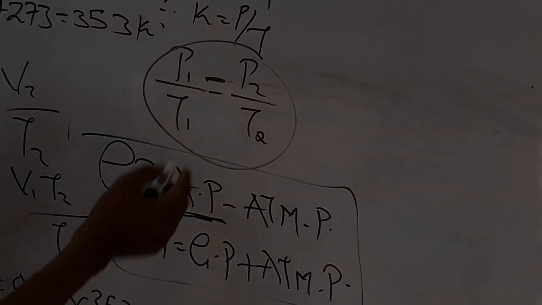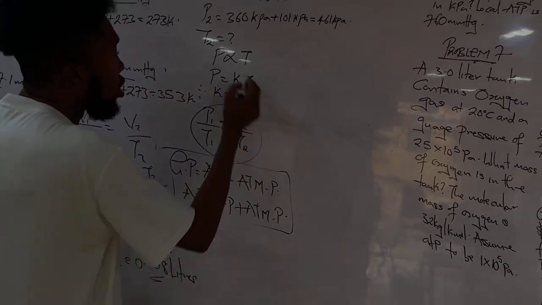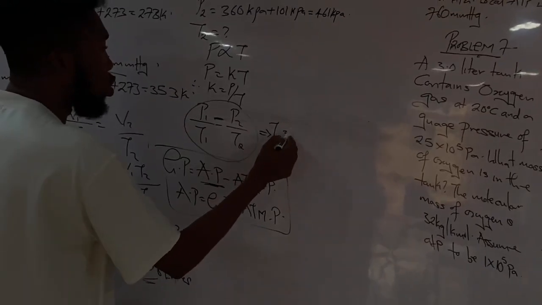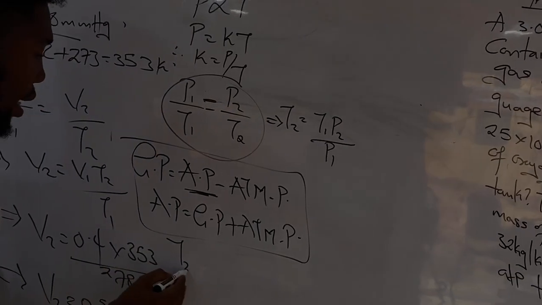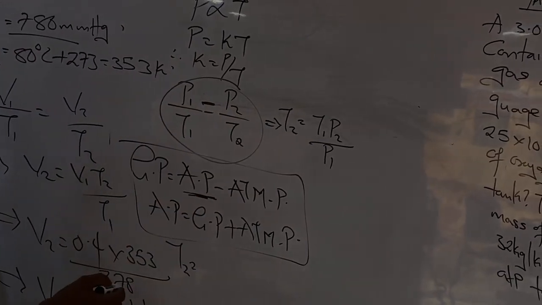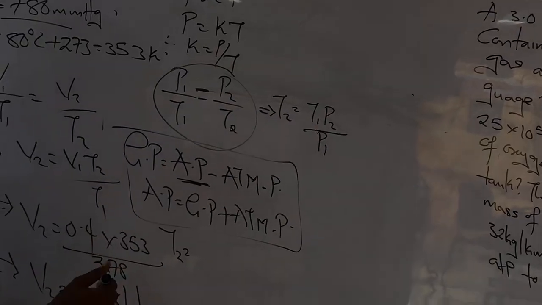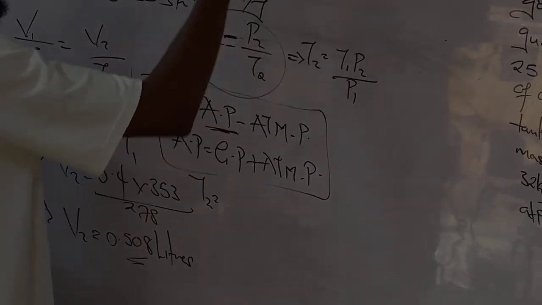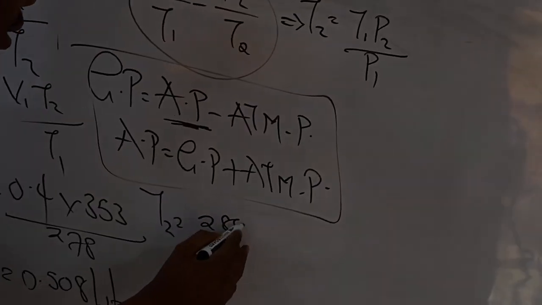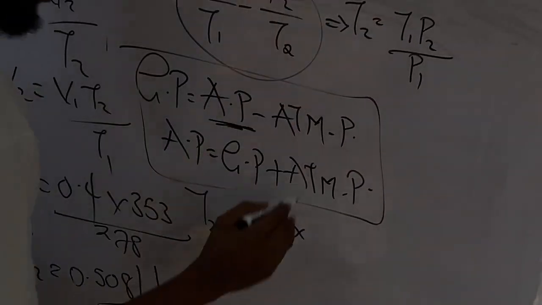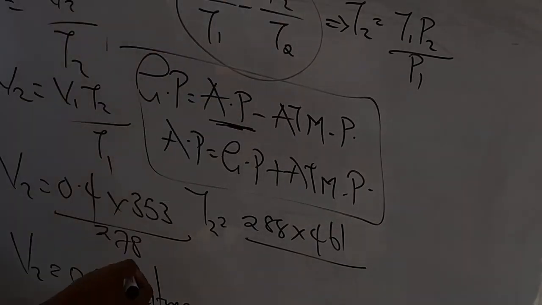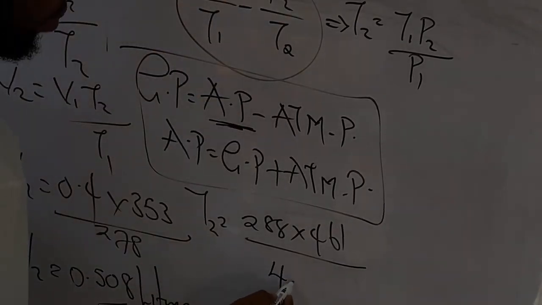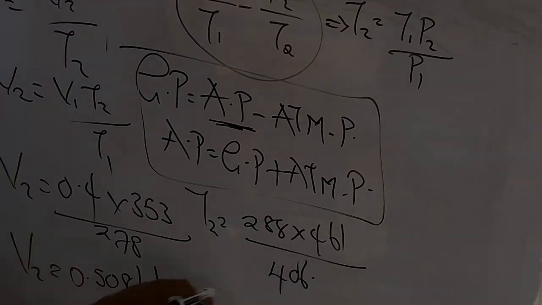So now we can solve. What are we looking for? T2. From here we know that T2 should be equal to T1 times P2 divided by P1. So let's quickly substitute those values into this formula. T2 gives us T1, which is 288, multiplied by P2, which is 461, divided by P1, which is 406. So let's divide that and see what we have.